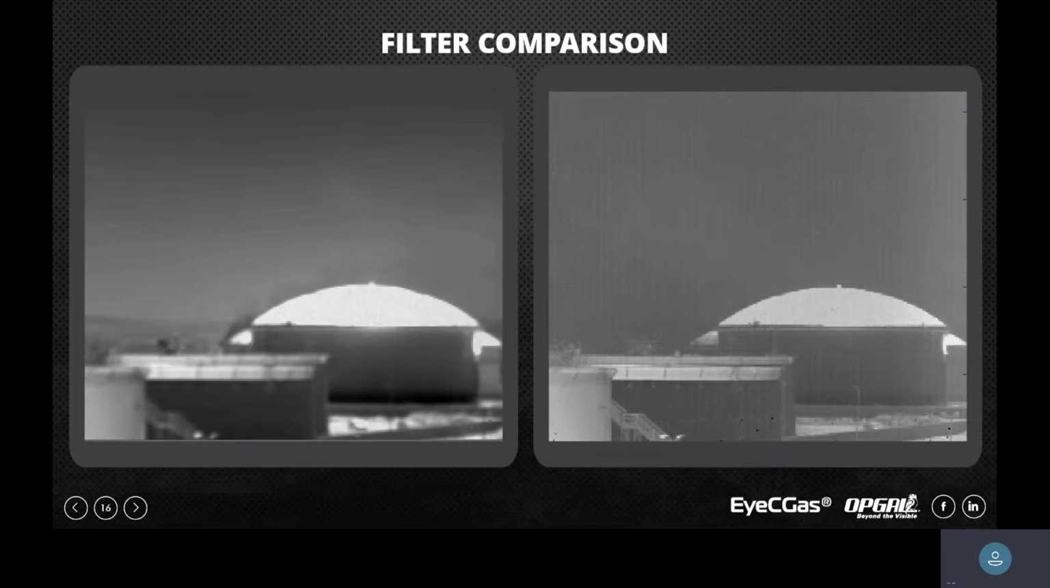We have better detection for the alkane, short range and long range, but I think in long range, if we have a methane leak, even a big one, over here, we will not see it because we don't have much contrast between the background.